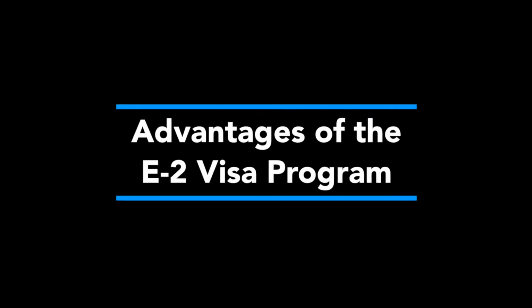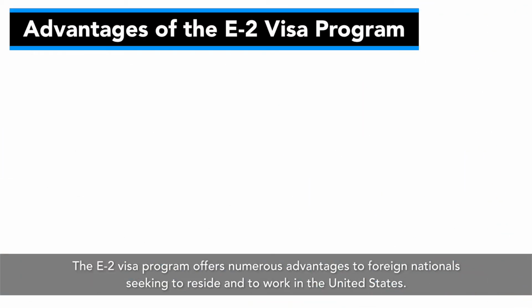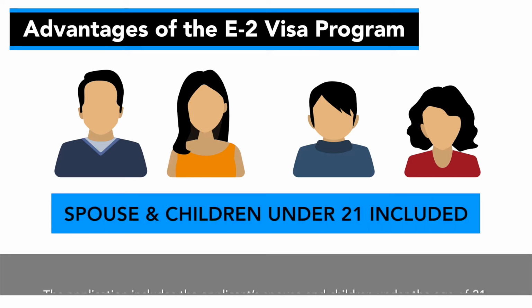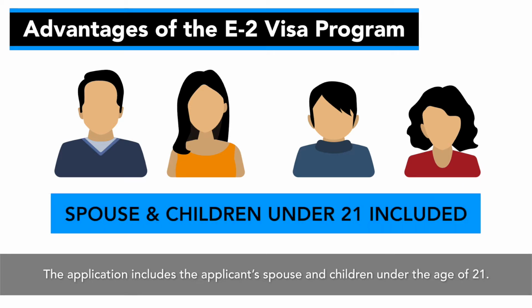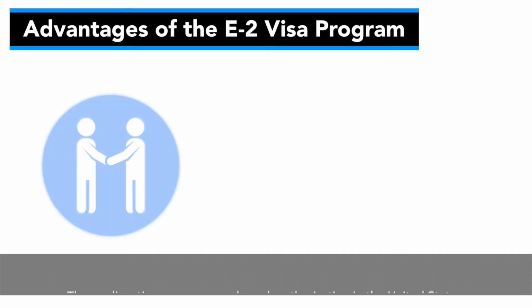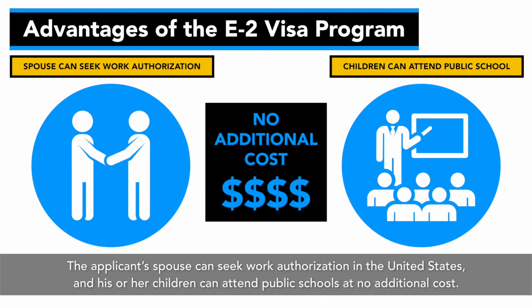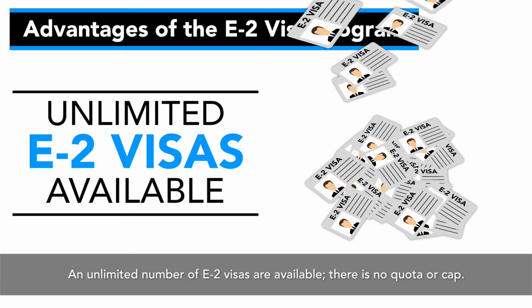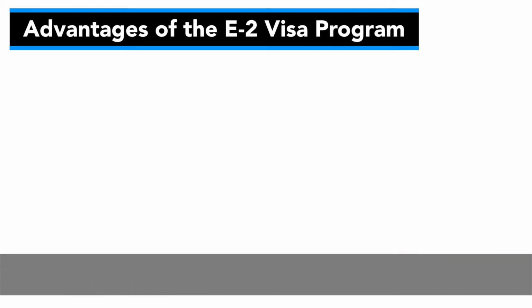Advantages of the E-2 visa program. The E-2 visa program offers numerous advantages to foreign nationals seeking to reside and to work in the United States. The application includes the applicant's spouse and children under the age of 21. The applicant's spouse can seek work authorization in the United States, and his or her children can attend public schools at no additional cost. An unlimited number of E-2 visas are available. There is no quota or cap.